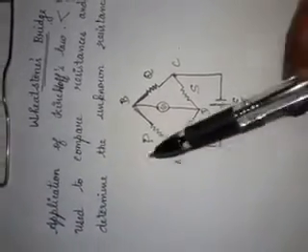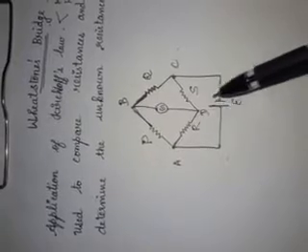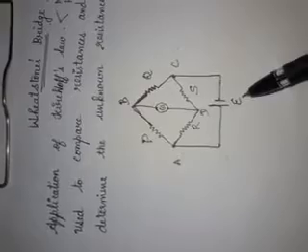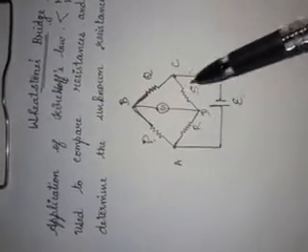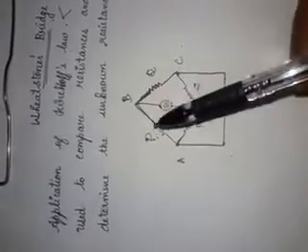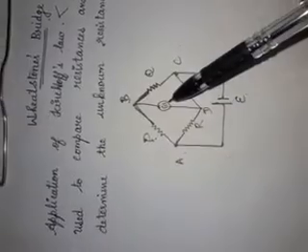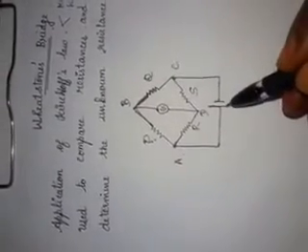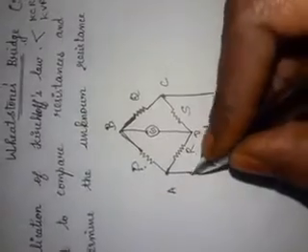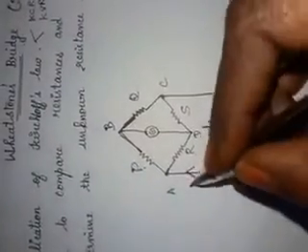So Wheatstone's bridge consists of a battery connected between A and C, whose EMF is psi, and 4 resistances P, Q, R and S connected as given in the diagram. Between the points B and D, a galvanometer is connected. Now when you switch on this battery, what happens? A current I flows through this circuit. Watch this clearly. So this is current I.